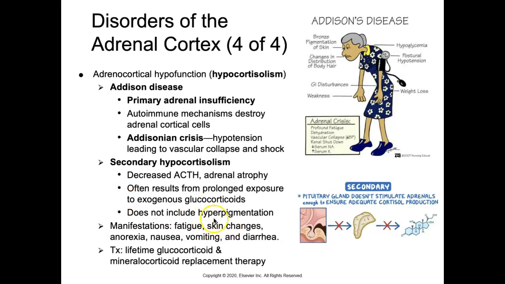And so we don't really see the hyperpigmentation in this type, but other manifestations we can see are fatigue, skin changes in other ways, anorexia, nausea, vomiting, and diarrhea. And the treatment is to take a lifetime of glucocorticoids and mineralocorticoids to replace those hormones through therapy.